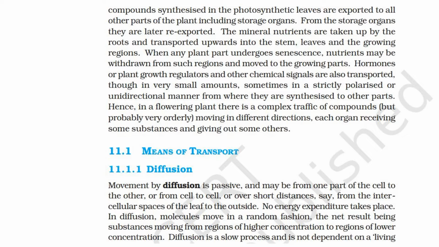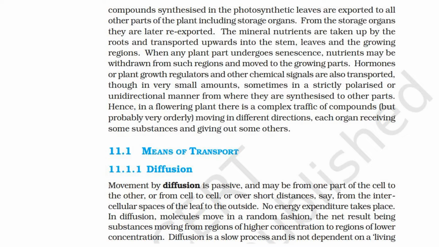The mineral nutrients are taken up by the roots and transported upwards into the stem, leaves and the growing regions. When any plant part undergoes senescence, nutrients may be withdrawn from such regions and moved to the growing parts. Hormones, plant growth regulators, and other chemical signals are also transported, though in very small amounts, sometimes in a strictly polarized or unidirectional manner from where they are synthesized to other parts. Hence, in a flowering plant there is a complex traffic of compounds, but probably very orderly, moving in different directions, each organ receiving some substances and giving out some others.